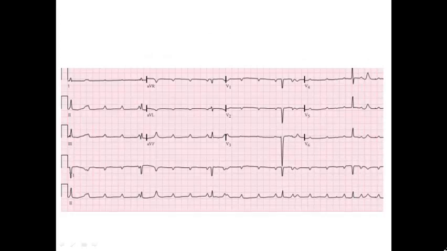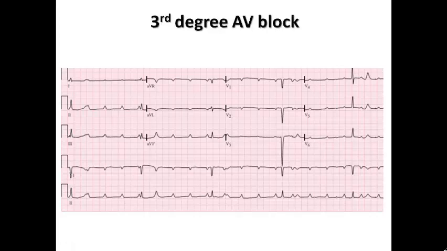Here, for example, we have the same. We have also complete AV dissociation because we don't have, for example, a fixed PR interval in order to mention that it is like 2:1 or 3:1 or 4:1 even. Sometimes the P is very near to the complex, sometimes it is far from the complex, and so it is not second degree Mobitz type 2, it is also third degree due to complete AV dissociation.